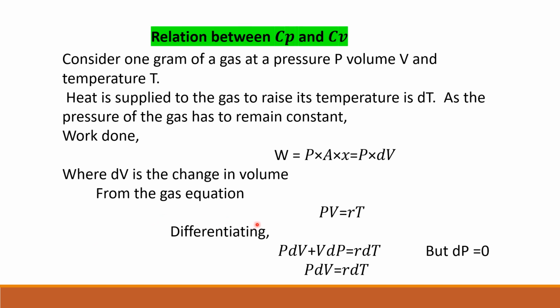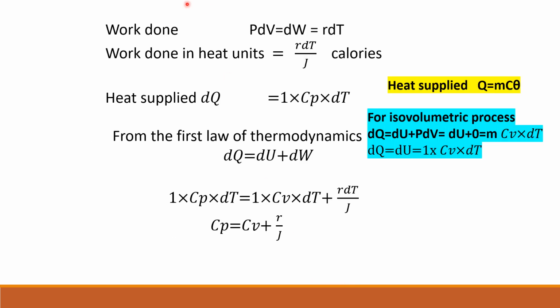From the ideal gas equation, PV equal to RT. Differentiating this equation, P dV plus V dP equal to R dT, since R is a constant. We consider this process, the pressure of the gas remains constant, so change in pressure dP equal to 0. So this equation may be written as P dV equal to R dT. Work done is equal to P dV, which is equal to R dT.